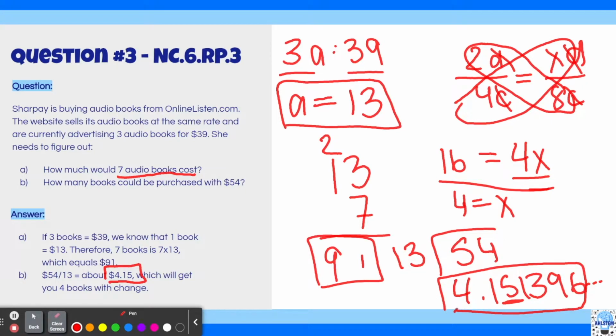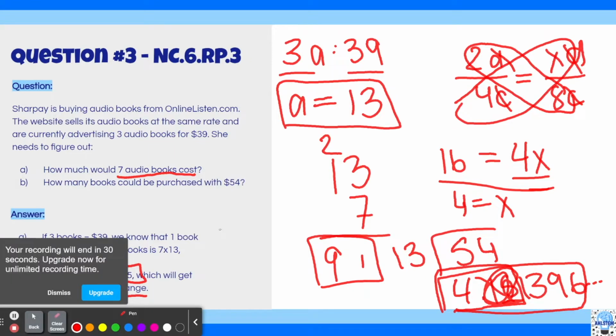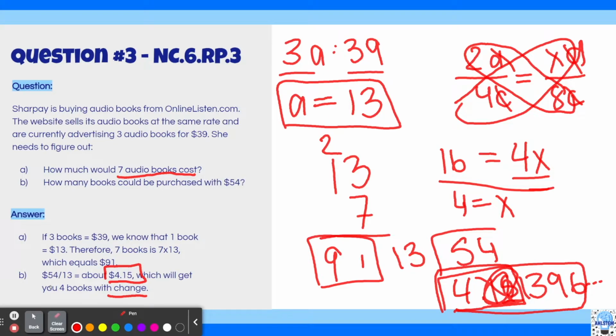So you will buy basically 4.15 books. But you can't really buy 0.15 of a book, right? Therefore, you can only buy 4 books. But that 0.15, since you can't actually buy 0.15 of a book, that extra money is what you will get as change. So whenever you get a decimal when you're buying whole objects, you always say "with change" when you're talking about money. All right?